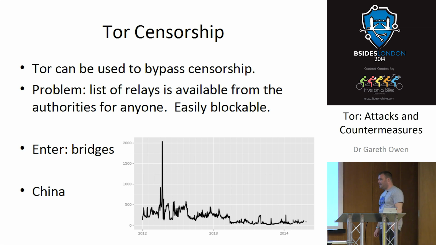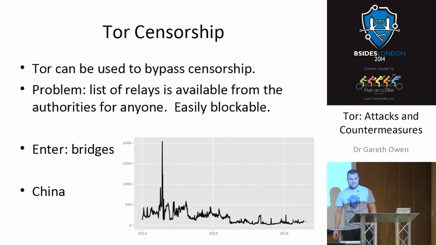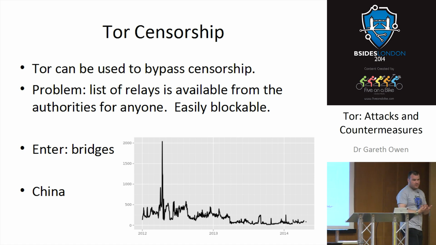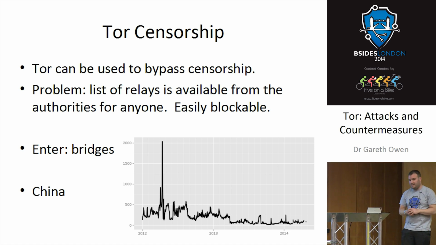So I said Tor can be used to bypass censorship. So if I'm sat in China and I want to read about a particular website which is blocked by the Great Firewall of China, I could use Tor, for example. I can route my traffic through Tor. China can't see what I'm doing because my traffic is encrypted through Tor. And as long as I exit out onto the internet in a different country to China, it should in theory be okay. So there are lots of countries which are trying to block Tor because of this, because it can be used to bypass the censorship.